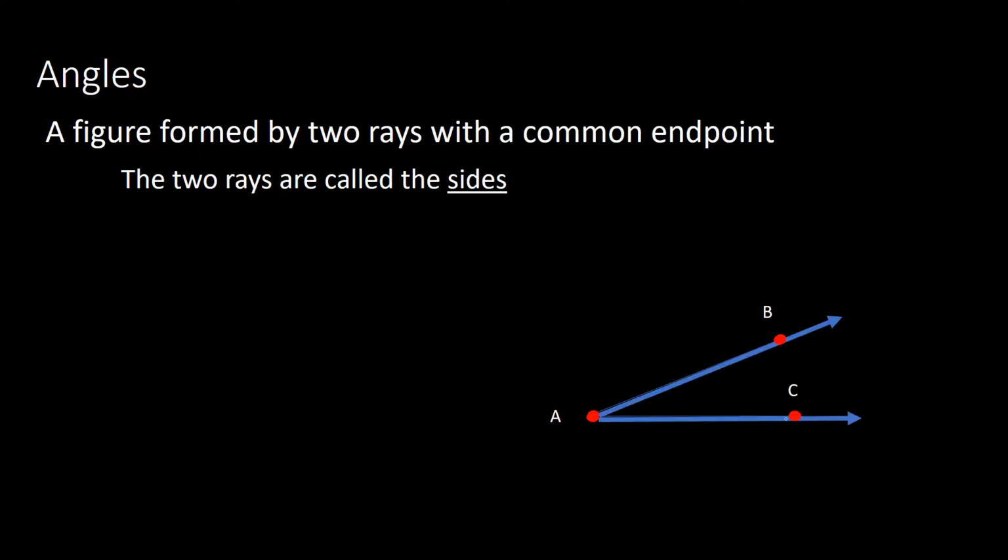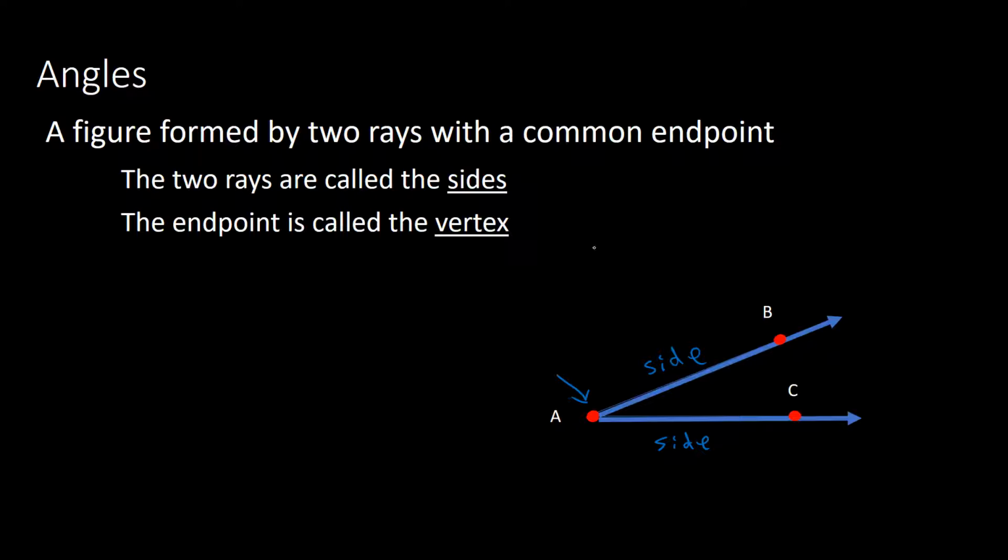The two rays are called the sides. So we see here this would be a side, and this would be another side of the angle. And then this point right here, the common endpoint, is called the vertex. So make sure you know the term angle, the definition, as well as the components of the angle.